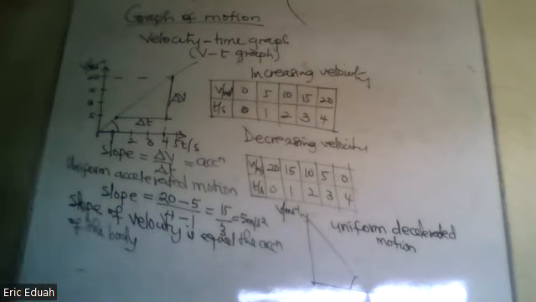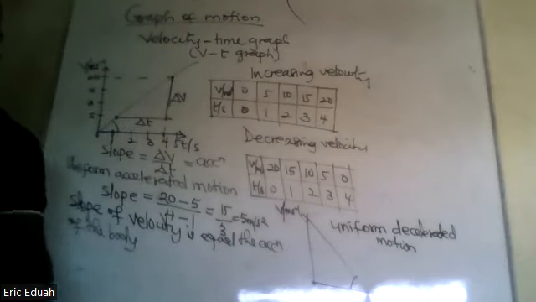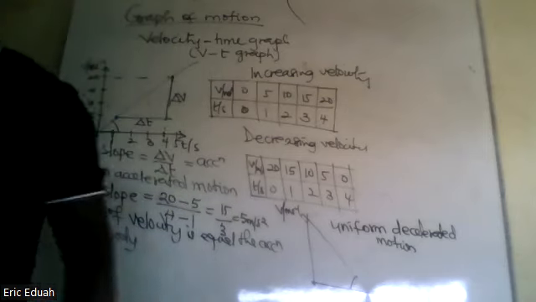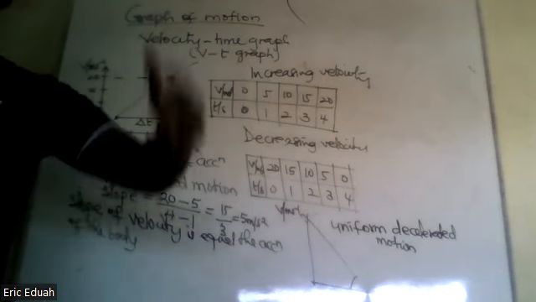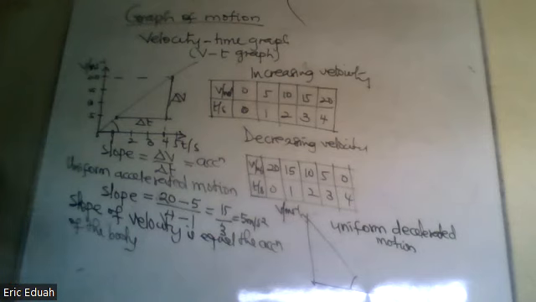So to determine whether it's uniform acceleration or deceleration, you can either use the angle or you can find the slope. But all that you also need to understand is that acceleration has to do with increasing speed or velocity. Deceleration has to do with decreasing speed or velocity. That's all.